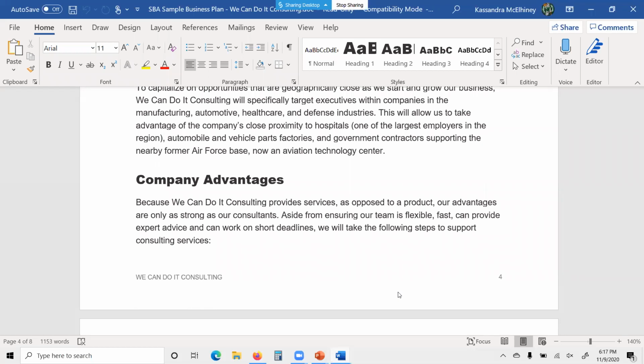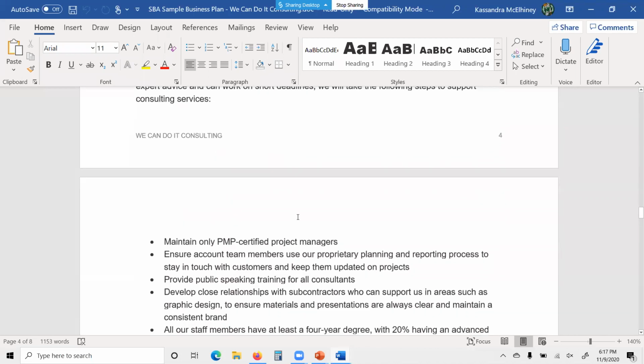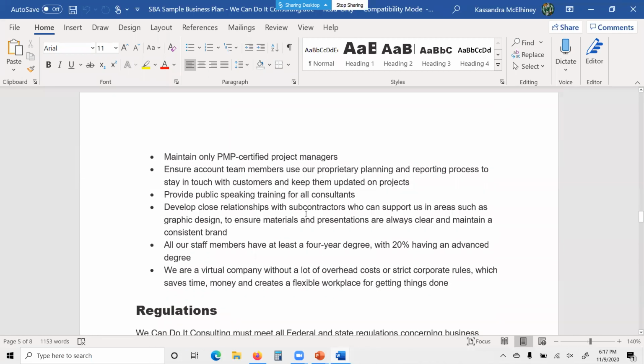So in the service industry, you basically have to say how you're unique from your competition. And this business emphasizes the fact that they're flexible, fast, and can provide expert advice and work on short deadlines. So they're pretty much available very, very quickly. And these are some of the things that they bring to the table.